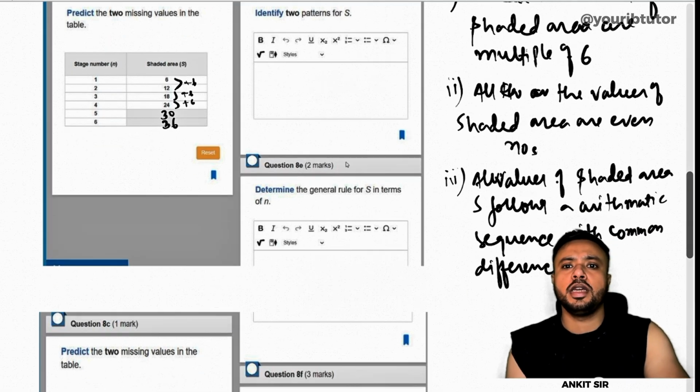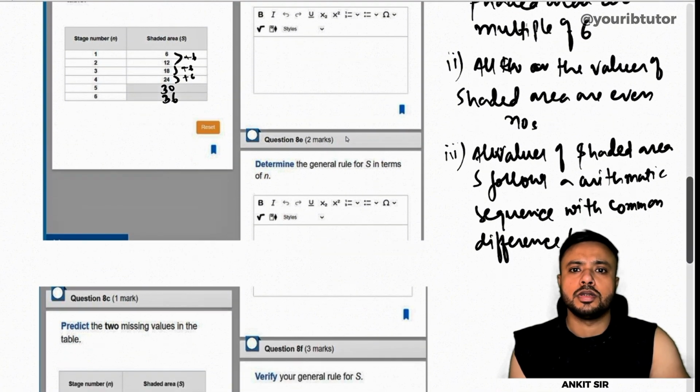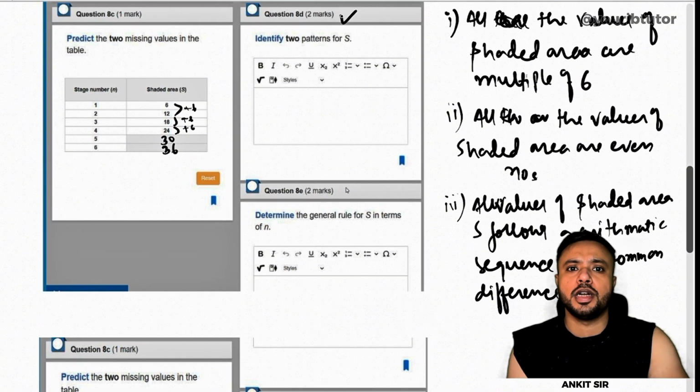So you can write any two out of these three. So this is what we will write here, and we'll get 2 marks, guys.